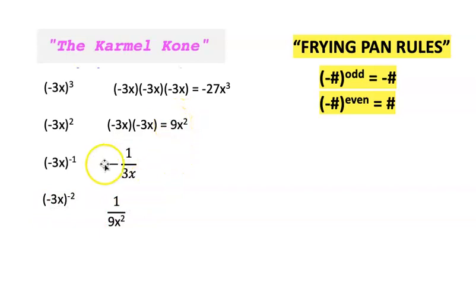So go through and take your time. It's basically a combination of negatives and positives and understanding when they stay positive and when they stay negative with odds and evens. But if you follow these rules, then you really can't mess this one up. I do believe it's matching and multiple choice. I'm not going to make you type all these out. So just take your time with that one and everything will be okay. That's the Karmel Cone.